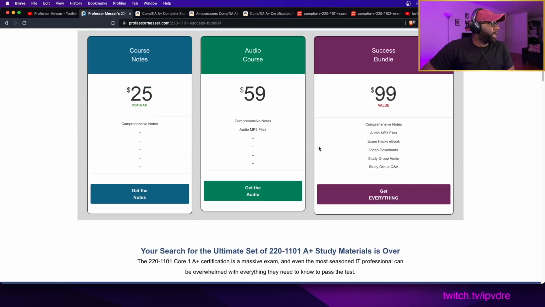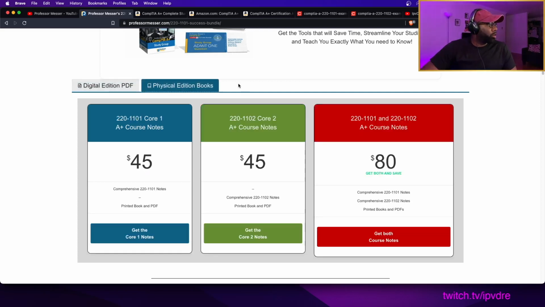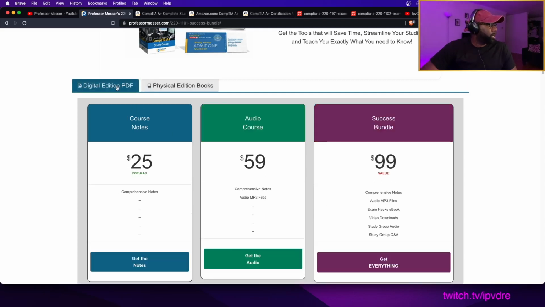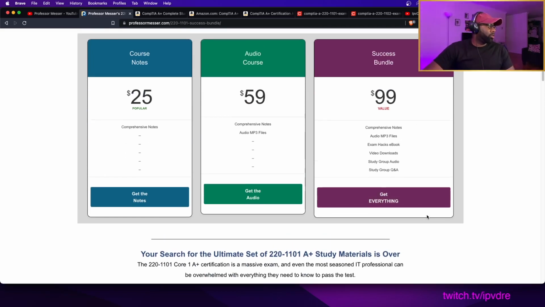You can buy his whole bundle. I bought the success bundle and I was successful in passing my A+ exams on the first tries. These are the hardcover edition, and both the books, digital. We don't need hardcover unless you really need hardcover. Then yeah, get everything.